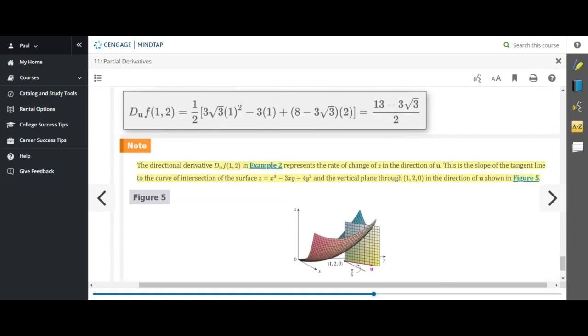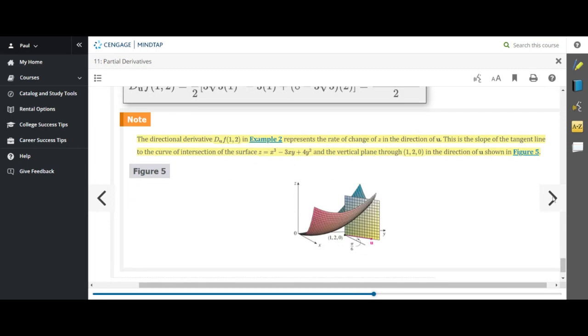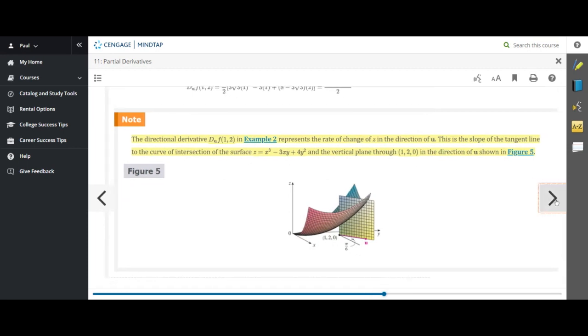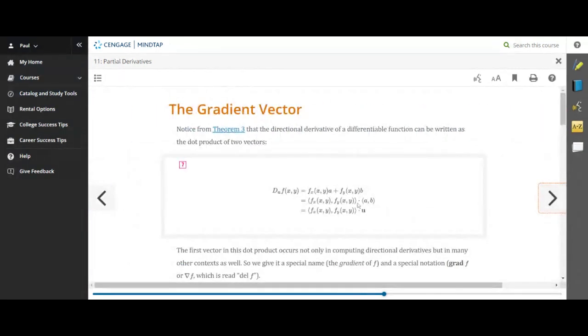Okay, so are there any questions on that at all? We're going to move on here, look at some more things. Okay, very good. All right, well, let's keep going then. Let's keep going.